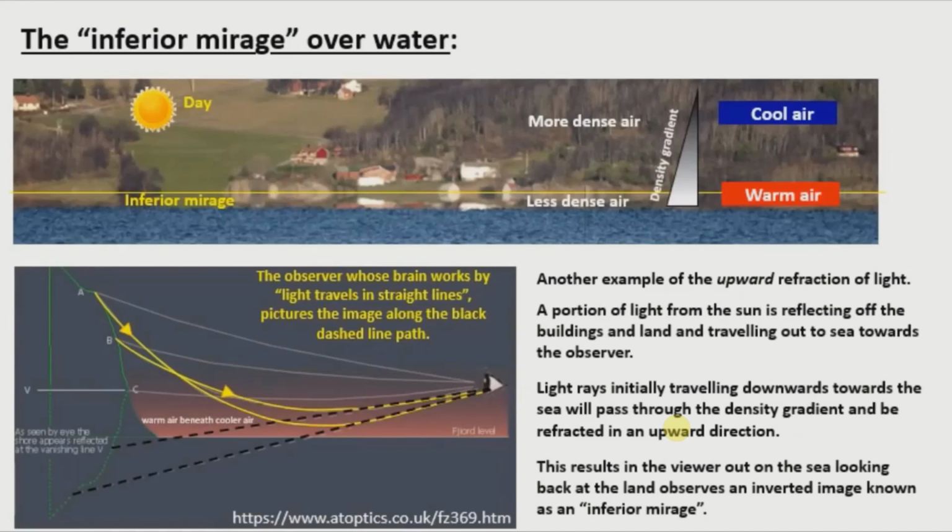A portion of light from the sun is reflecting off of the buildings and land and traveling out to sea towards the observer. Light rays initially traveling downwards towards the sea will pass through the density gradient and be refracted in an upward direction. This results in the viewer out on the sea looking back at the land observing an inverted image known as an inferior mirage.